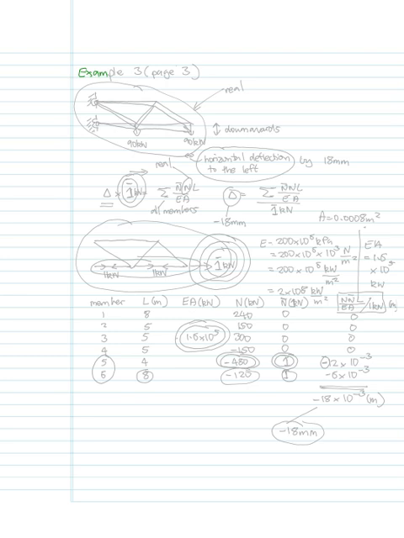So example 3, page 3. So let's remember the real system. We've got our truss coming out like there, coming down like there, and then going up like there. And remember that we have a 90 kilonewton load there, and we've also got a 90 kilonewton load there. And then of course these two ends are pinned.